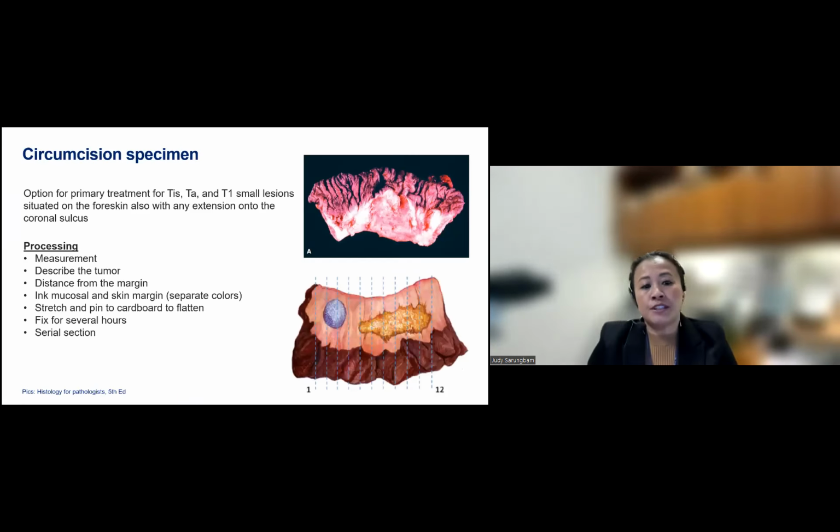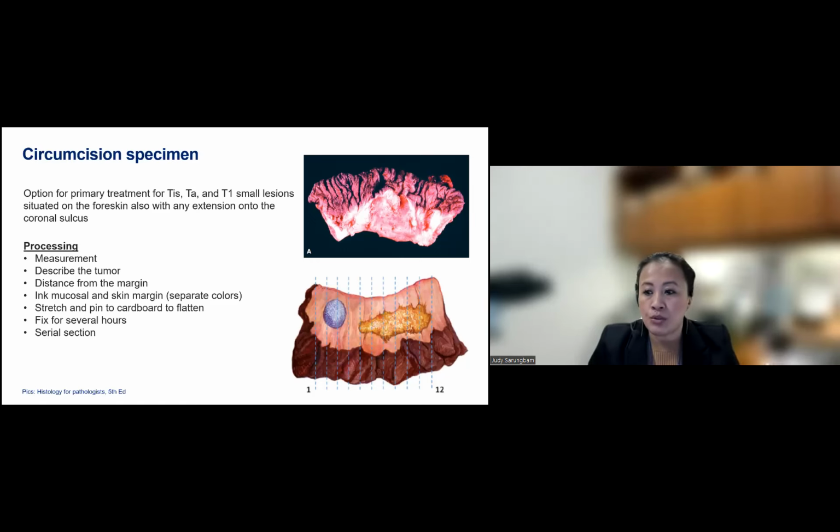So circumcision is sometimes used to treat in situ and small lamina propria invasive T1 lesions situated on the foreskin, and these lesions may also extend to the coronal sulcus. Those are also treated with circumcision specimens. When we receive these specimens, they are usually not very complicated.